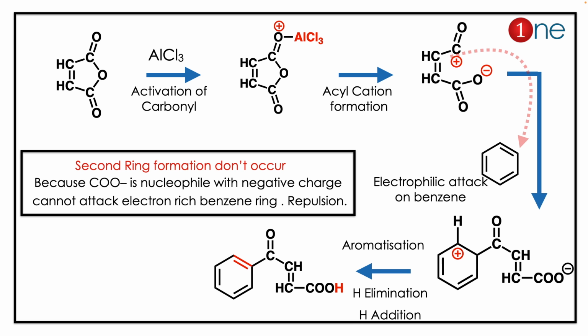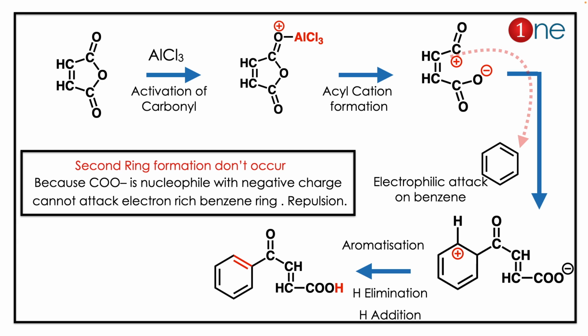The answer is Friedel-Crafts acylation. The first step is formation of the acyl cation. Since you have an anhydride, you are using aluminum chloride. The first step is activation of the carbonyl. It gains a positive charge from the electron-deficient aluminum chloride. So there is cation formation at the carbon and an anion as the carboxylate.